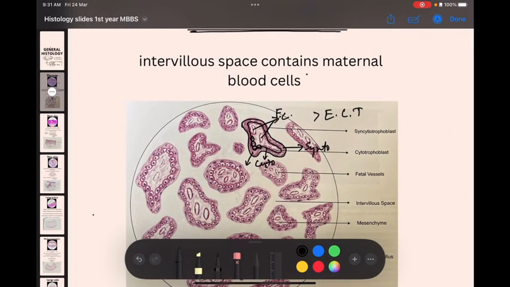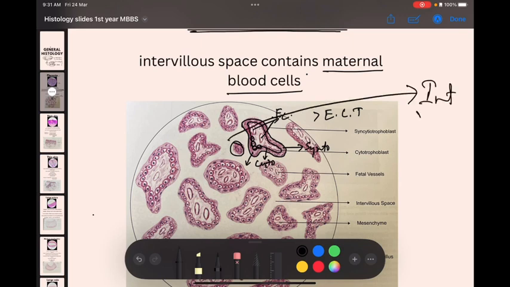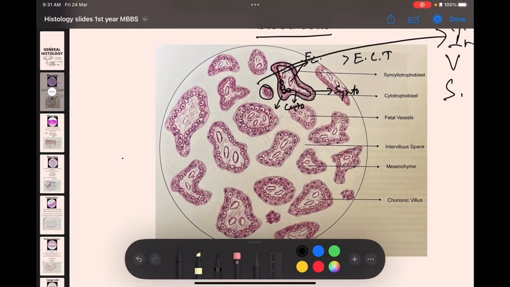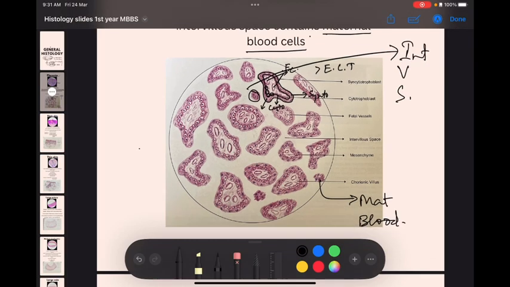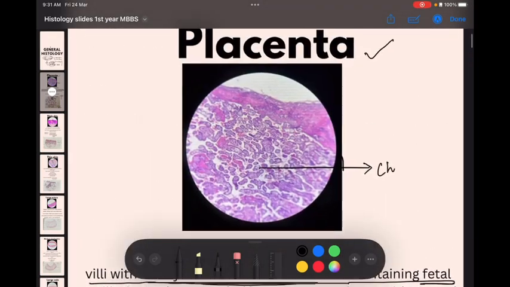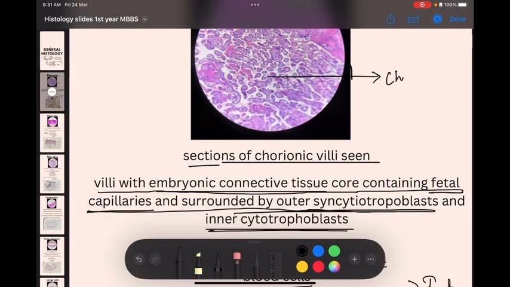Next point. Between the villi, we have maternal blood. What is this space? This space is called the intervillous space, and it contains maternal blood. So this finishes your placenta.